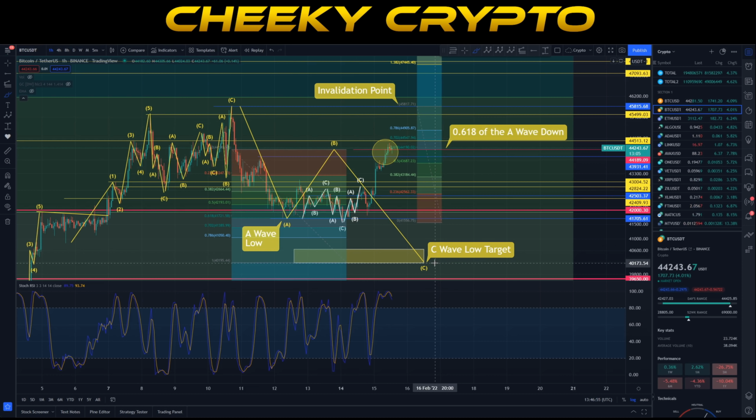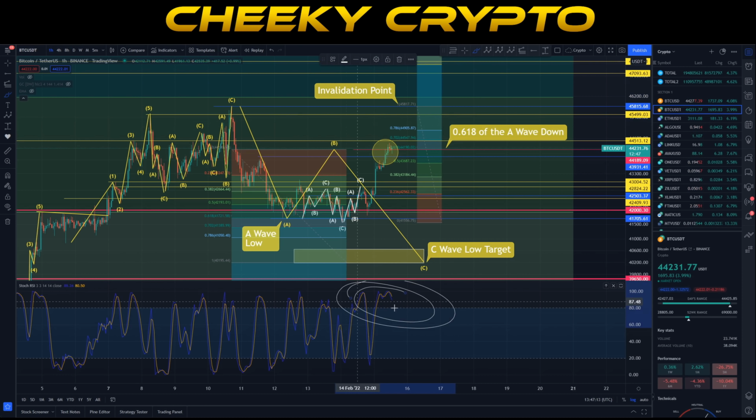And obviously this has a C wave target coming down all the way here at about $40,195, right? So should this be the turning point and this pullback, it should take us down into this range if we do not invalidate it first, okay? So that's kind of the premise on that one.